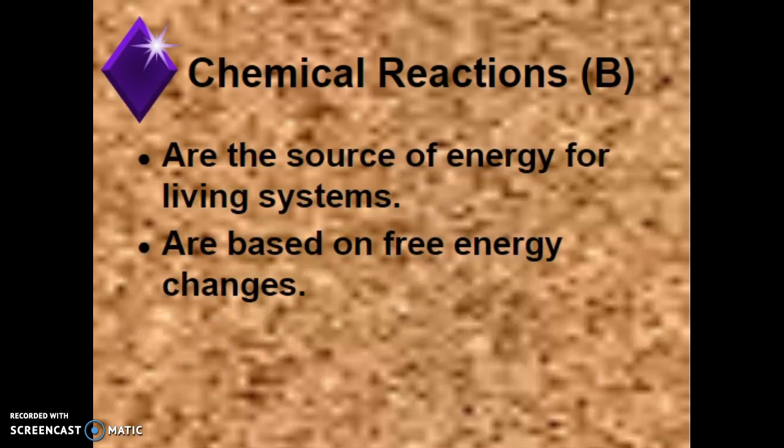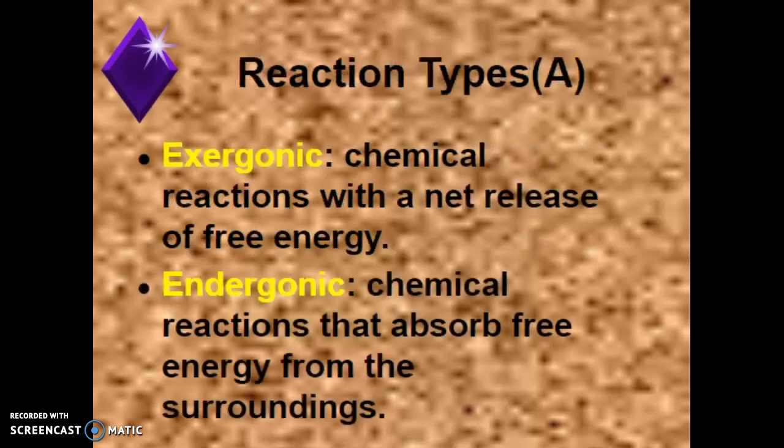So of course, chemical reactions are the source of energy for living systems, so that's why you need to take chemistry before you can understand upper level biology. And all chemical reactions are based on free energy, whether a reaction is exergonic or endergonic or spontaneous, or many of the different terms that you had to memorize as chemistry students. Those all relate back to the amount of free energy. An exergonic reaction is going to have a net release of free energy, so you're going to see a temperature change there.